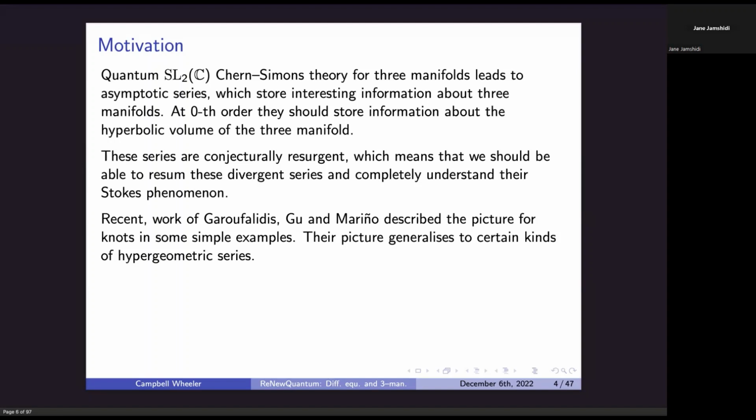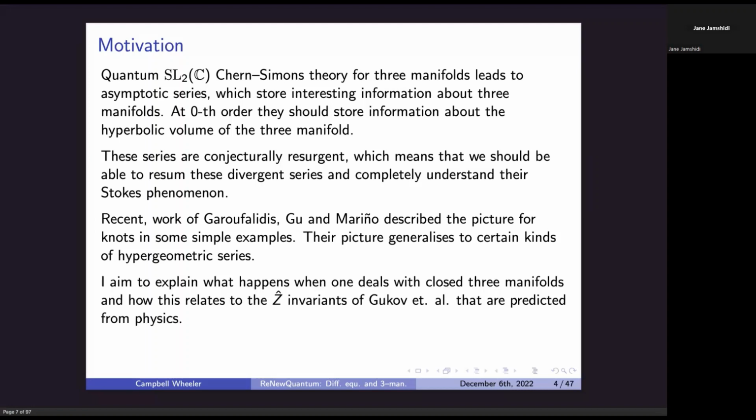As I said, Garoufalidis, Gu, and Mariño came up with a picture for some simple knots, and their method of calculation completely generalizes to a very large class of Q-hypergeometric series. In particular, we can apply these methods to interesting Q-series that are predicted from physics recently for closed manifolds. And I'll talk about how these Q-series are related to more classical quantum invariants like the Witten invariant for a closed manifold. Okay, so that's what we aim for.